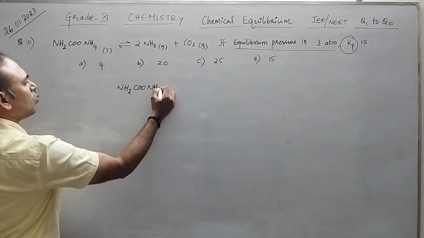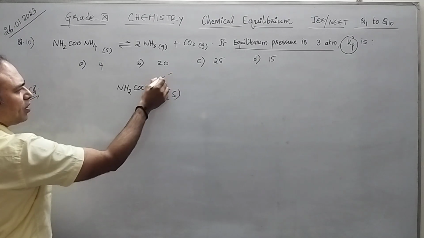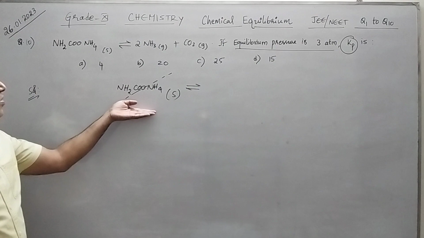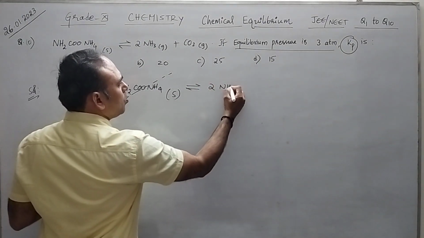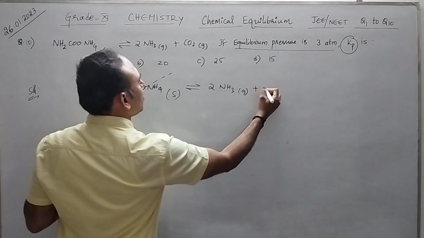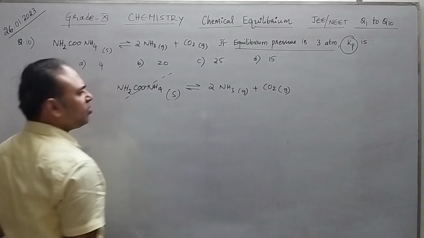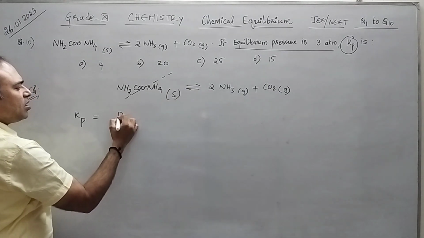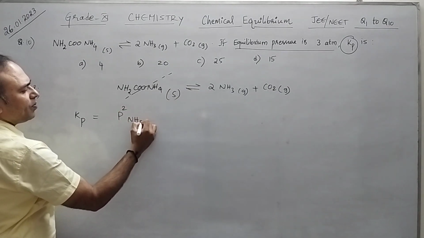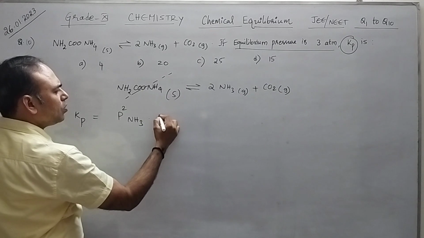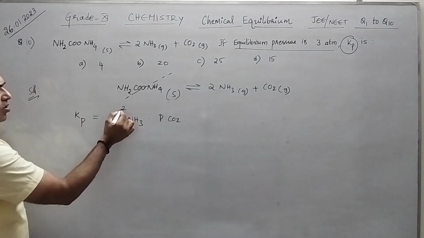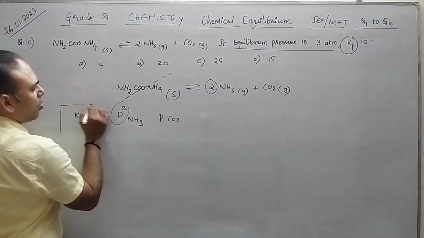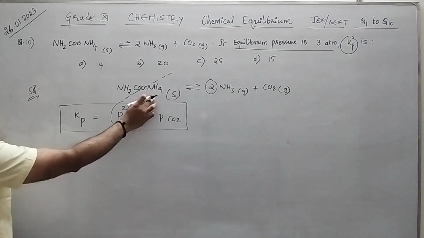So we have NH2COONH4, and by observing that it is a solid you can ignore this. So no partial pressure for this. It gives us 2NH3 gas plus CO2 gas. So if you observe, the formula for Kp will be equivalent to the partial pressure of the products, P NH3 squared into P CO2. Why did we write P squared? Because the coefficient is 2. So this is your formula. There is no denominator because this is solid.